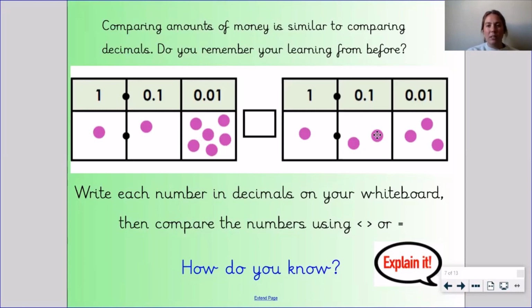That means this one is bigger than this one. Now, if I keep looking, I could see there's 6 hundredths here and there's 3 hundredths here, but that doesn't actually matter because this one has more in the tenths column. This one is always going to be bigger. Okay, so £1.23 is more than £1 and 16p. So remember, starting in the ones column and then working your way if you need to.